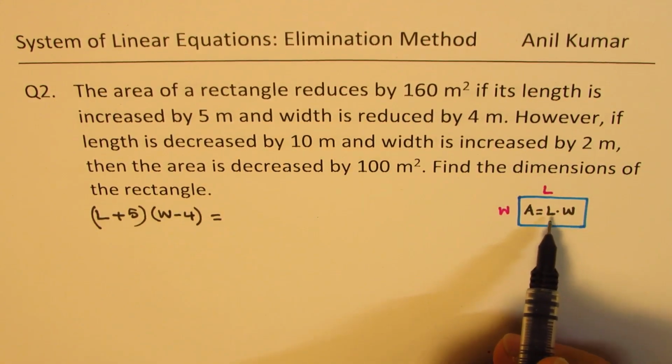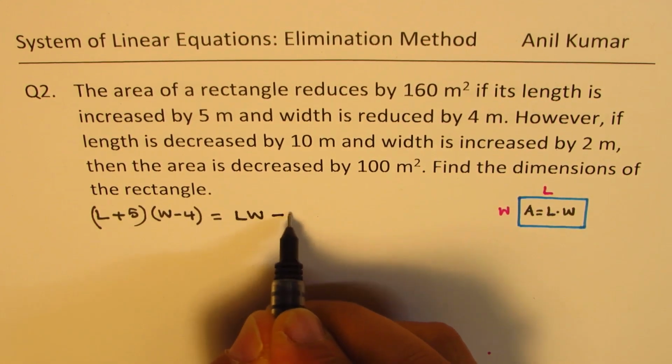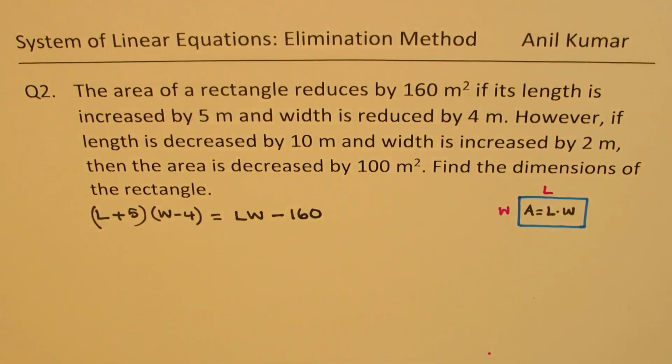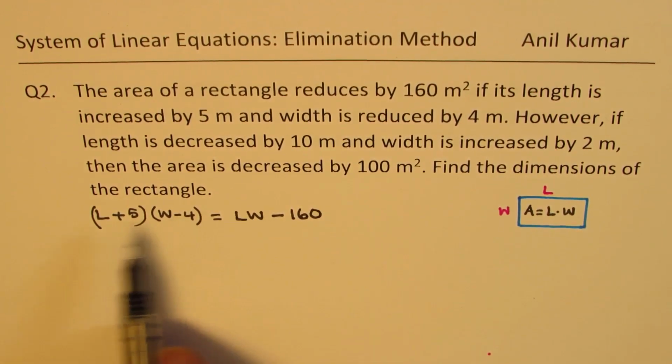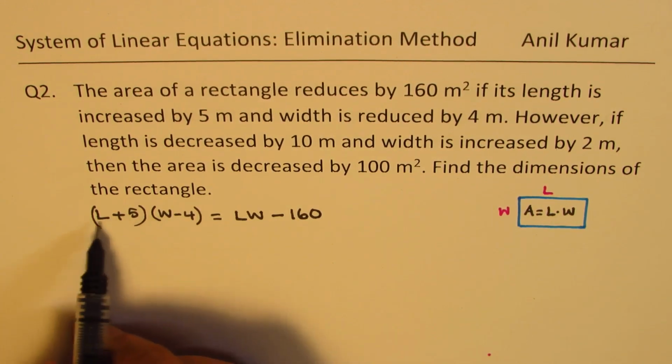The area of the rectangle is reduced by 160. So it was earlier length into width, right? Take away 160. Does it make sense? So that becomes the first equation for you, right? You can always rearrange this equation, so we can just multiply and open this.